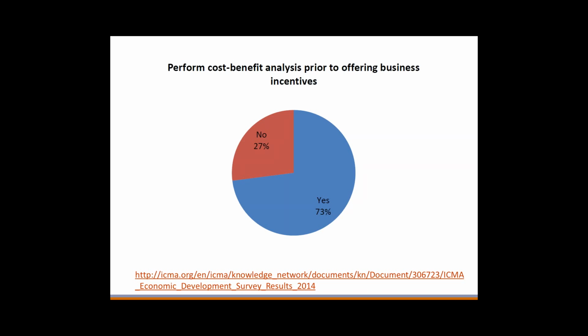First off, the survey was given to local economic development officials, not to states, just to set the context here. They asked if these local ED organizations perform cost-benefit analysis prior to offering business incentives. Most of the respondents said that they did. It doesn't go into exactly what was involved, if it was more or less a back-of-the-envelope approach, or maybe just running some property tax numbers. But it's good to see that almost 3/4 are doing something in that direction.